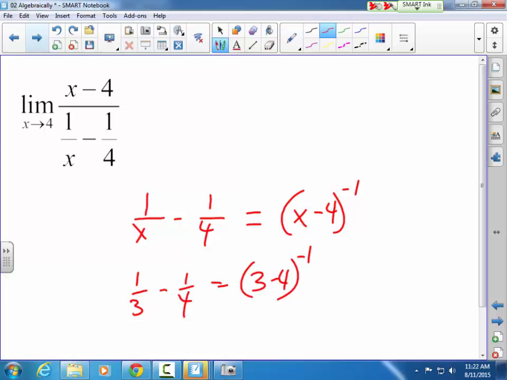Do you think if this is true, then 1/3 minus 1/4 is... I don't know, 1/3 is 0.33, 1/4 is 0.25, so 0.33 minus 0.25 is 0.08. But this is -1 to the -1. -1 to the -1 is not 0.08, is it?